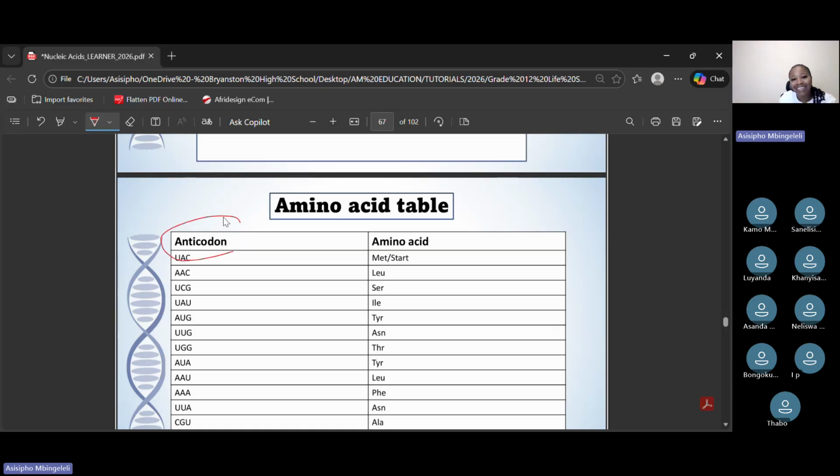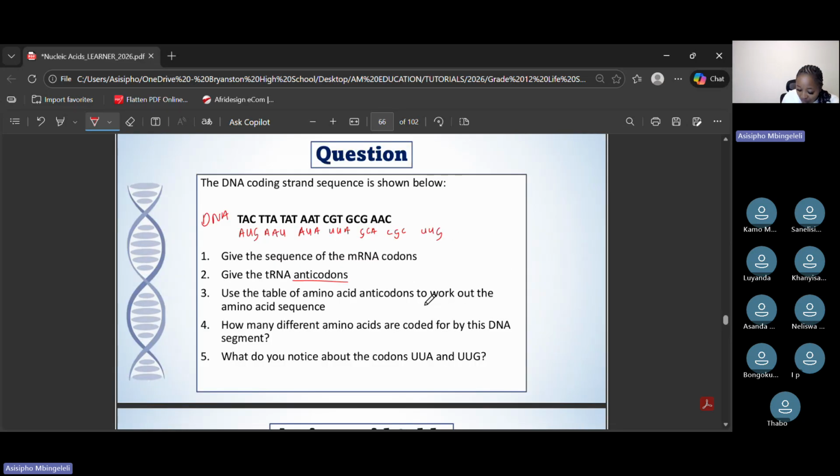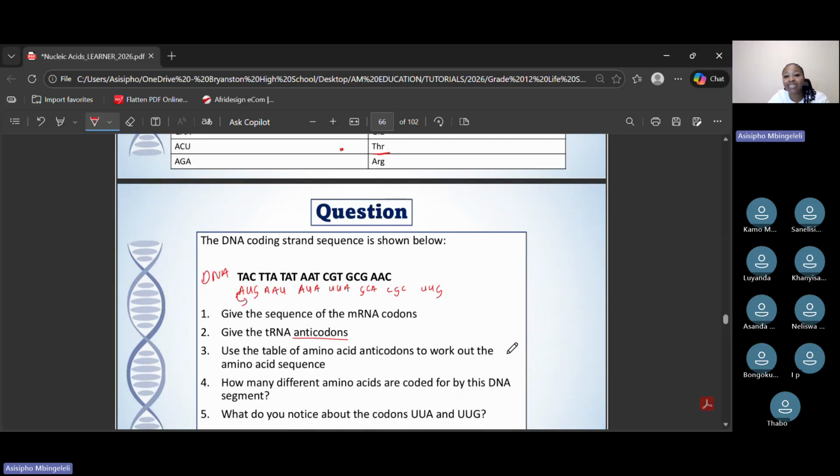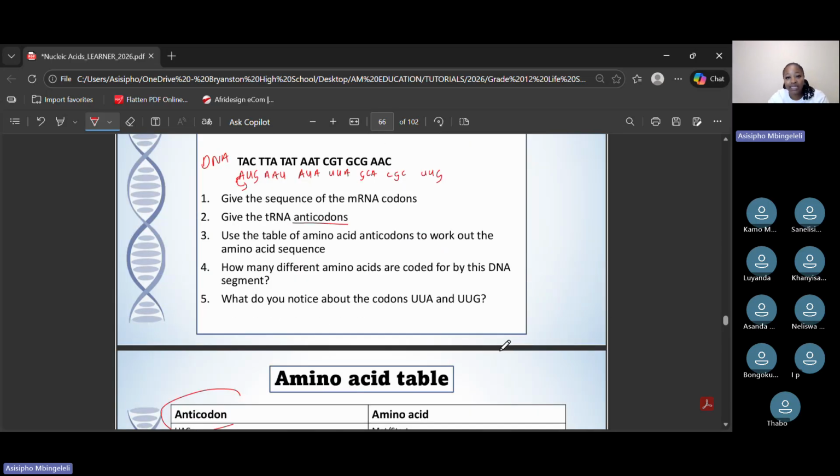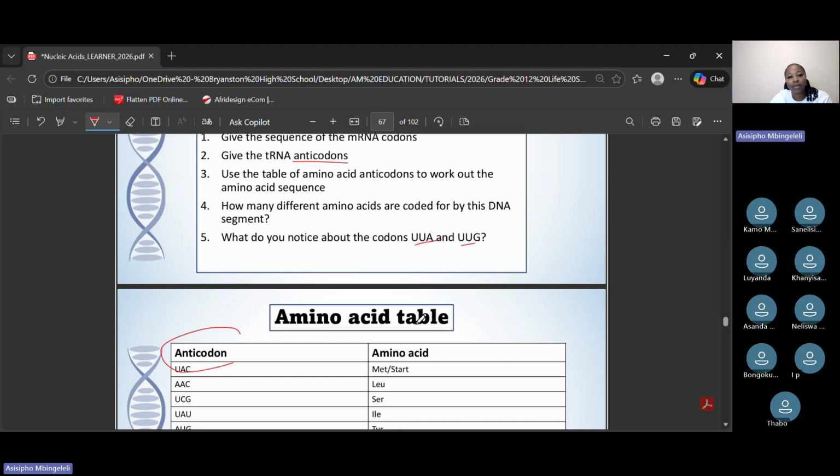We are using anticodons. So that means you first need to find the anticodons. You're going to use these codons here to find your anticodons, and then you find the name of the amino acid. You answer the same thing. What do you notice about UUA and UUG? You'll notice that they code for the same amino acid.